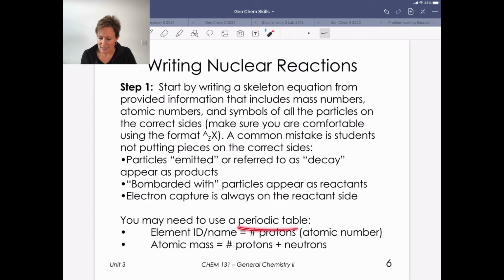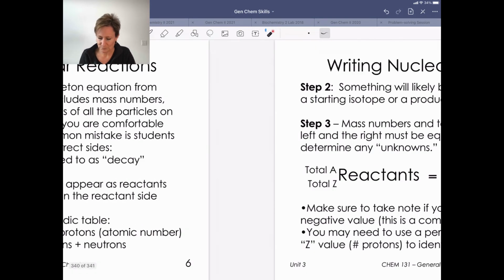Things that you might need to have at the ready as well are a periodic table, because you might need to look up an element based on its atomic number. You might need to take a name and find out how many protons that has. And again, atomic mass, just remembering that atomic mass is the number of protons plus neutrons. So we might need to use that atomic mass number to figure out how many protons something has if we know something about the number of neutrons.